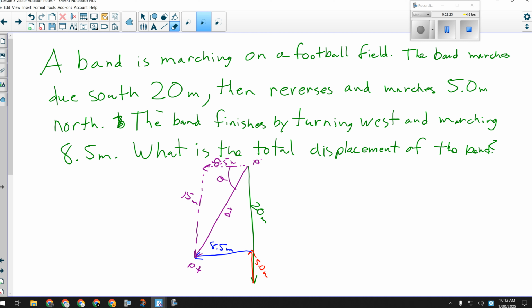Now that I know those two sides, can I get the magnitude and direction of my resultant displacement? I sure can. Use the Pythagorean theorem here. So D is going to be the square root of 8.5 squared plus 15 squared. Sorry, I forgot to fire up my calculator. And then to get the angle, theta will be the inverse tan of the opposite side, which the way I drew this triangle is the 15, divided by the adjacent side, 8.5.